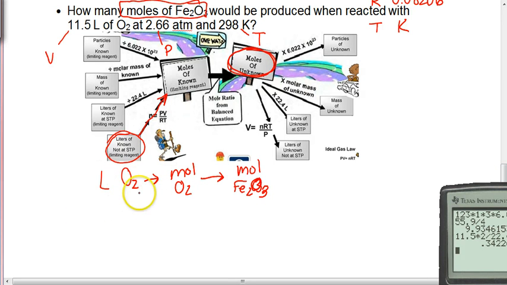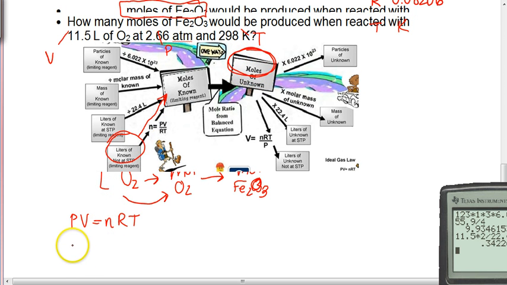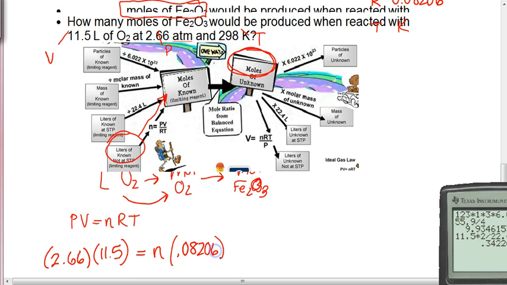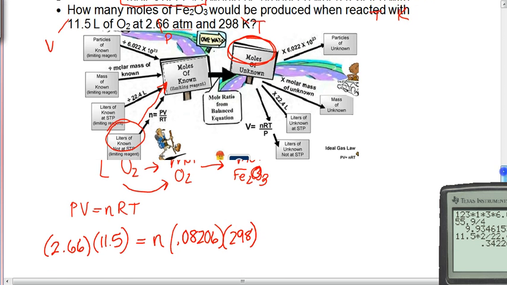So this first step, to go from liters to moles, will be to plug in the numbers you have for PV = nRT. We're going to be solving for moles. That's our unknown. So let's plug in what we know. The pressure is 2.66 atm. That's the right units. V is 11.5 liters. That's the right units. n is what we're trying to find. R is 0.08206. And T is 298 Kelvin.